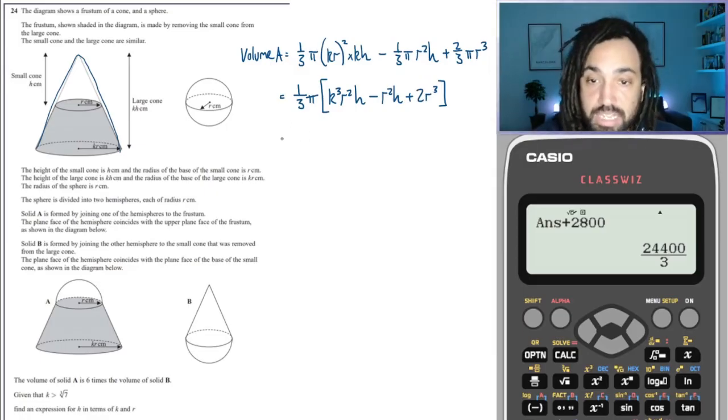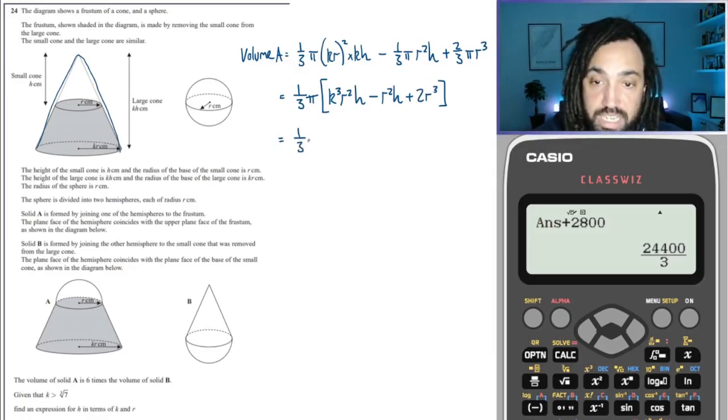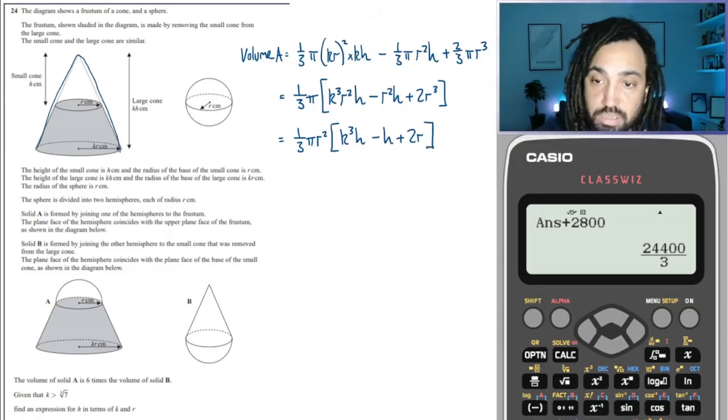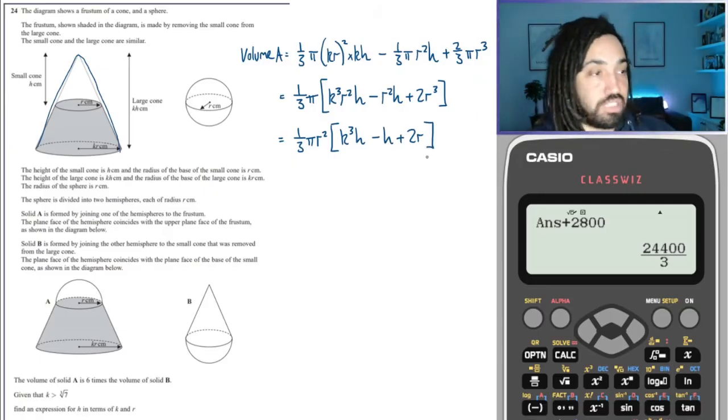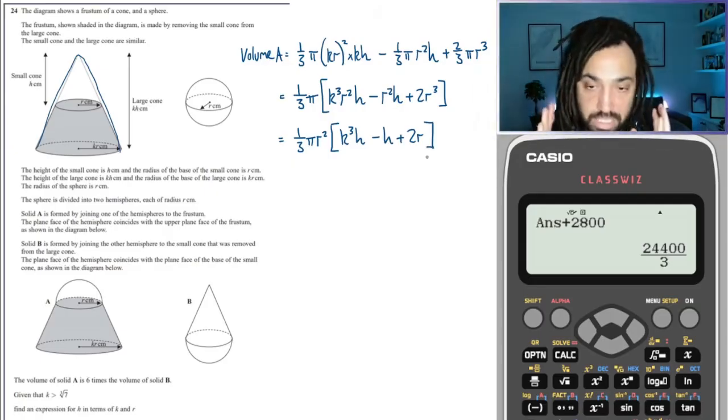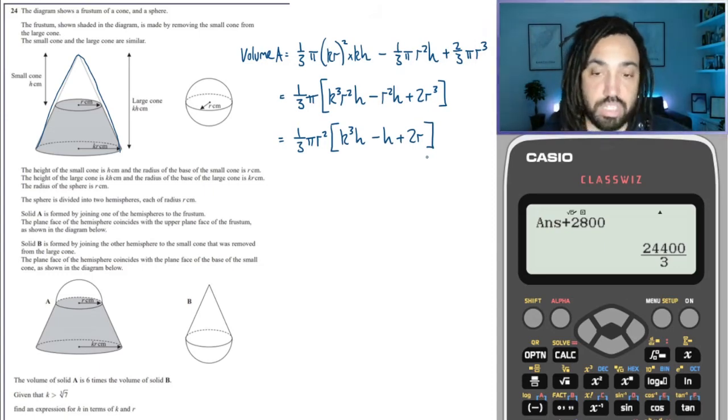Okay, and now I've spotted that I can also take out an r squared. So this has got k cubed h minus h plus 2r. So I've done some nice factorising there, and I've got volume A in a nice, neat order.